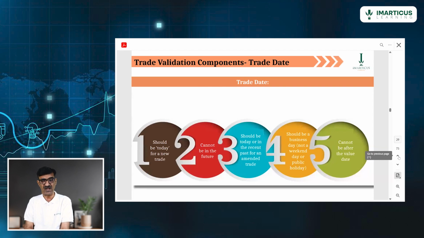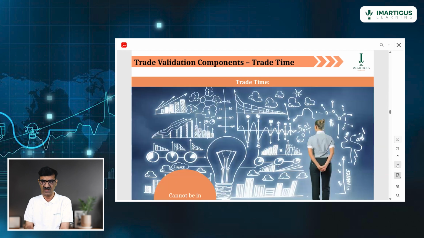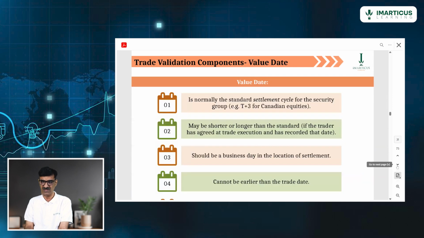So please summarize your validation. It has to be for a new trade. It can be recent past, it can be present, it cannot be future. It has to be on business days, it cannot be weekend, it has to be business hours, and trade date has to be before value date. Taking it further, obviously, trade time cannot be a future. Here it is just giving you a brief idea. India is T plus 1, US is T plus 2, Canada is T plus 3.